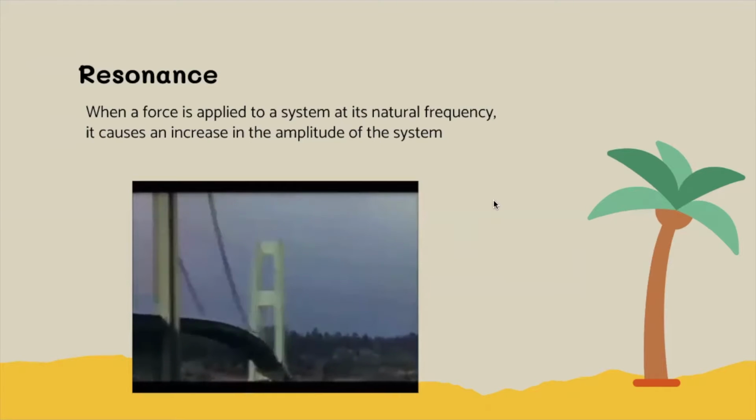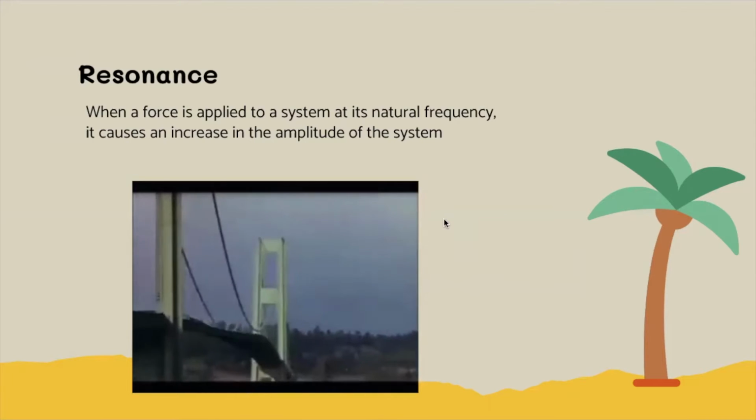In the Tacoma Narrows Bridge incident, the wind was oscillating the bridge at exactly the natural frequency. The wind applied a force every few seconds. That every few seconds natural frequency of the bridge caused an increase in amplitude of the system. The bridge was oscillating with a higher and higher amplitude until ultimately it ended up falling apart.